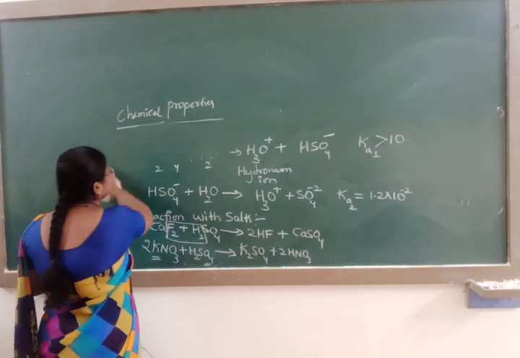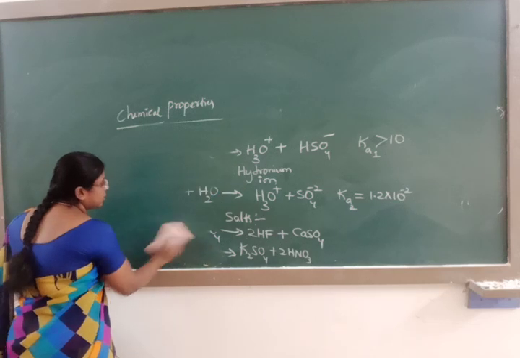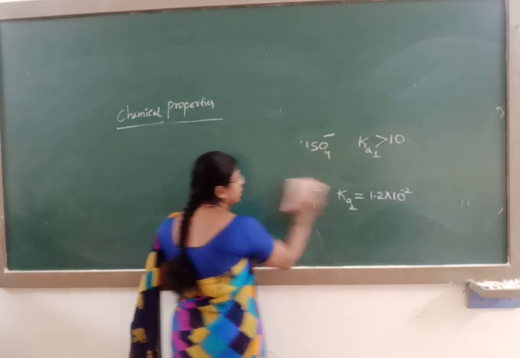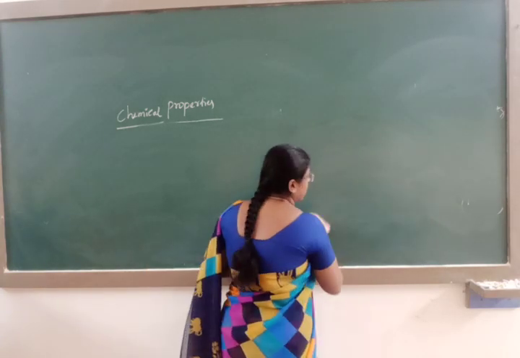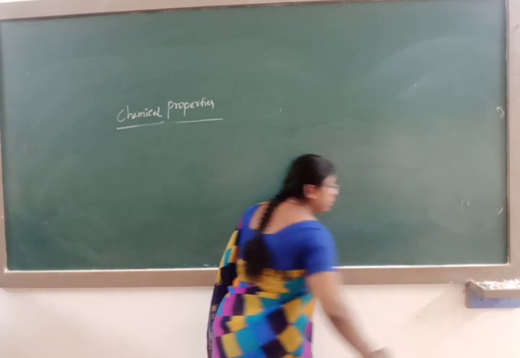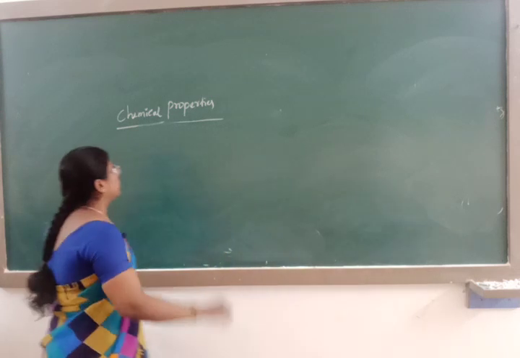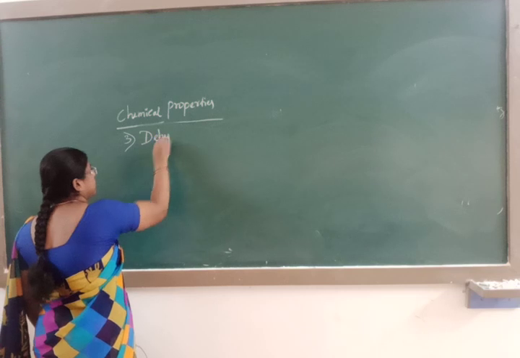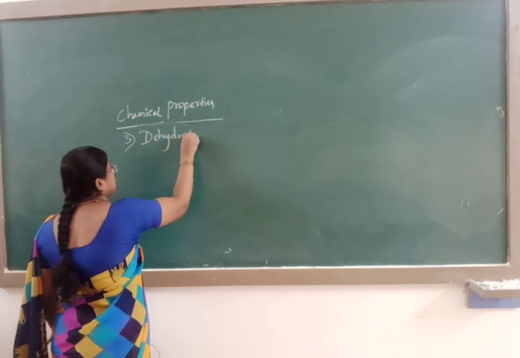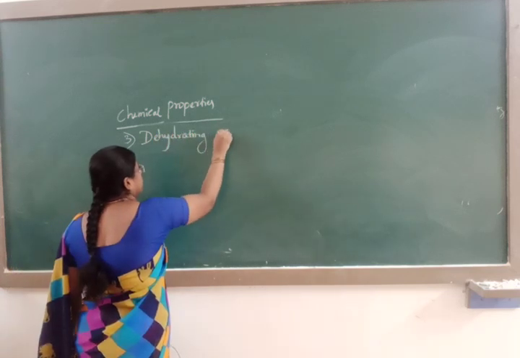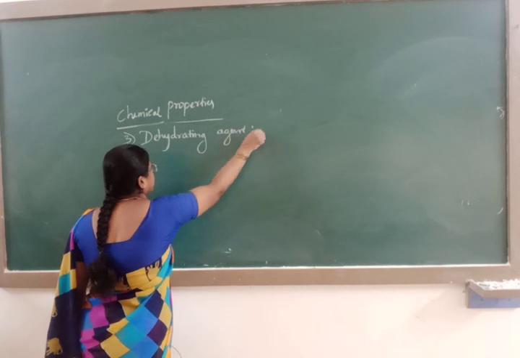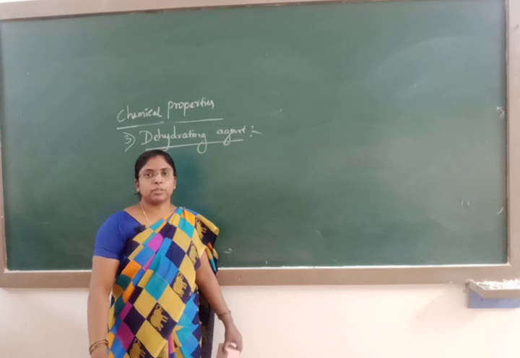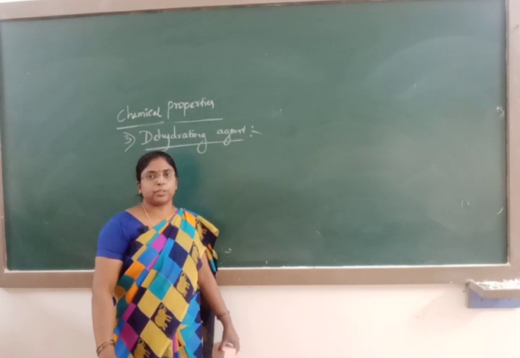Next, third comes concentrated sulfuric acid. Its nature is acidic, a strong acid, and low volatile in nature. And the third one is that it acts as a dehydrating agent. The word itself indicates that a dehydrating agent removes the water molecules, the moisture present.